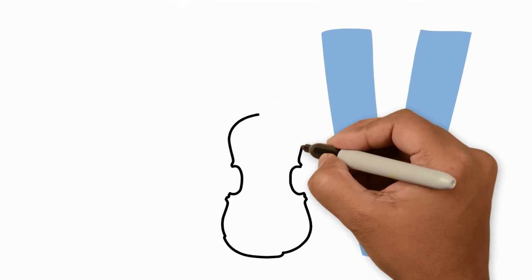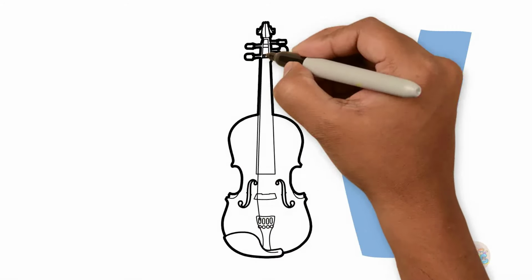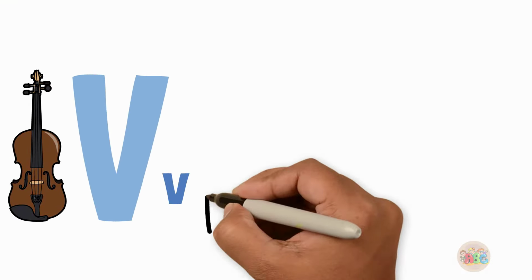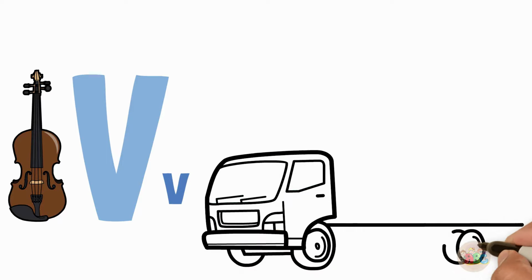V. V is for violin. Say with me, violin. Again say with me, V is for van.